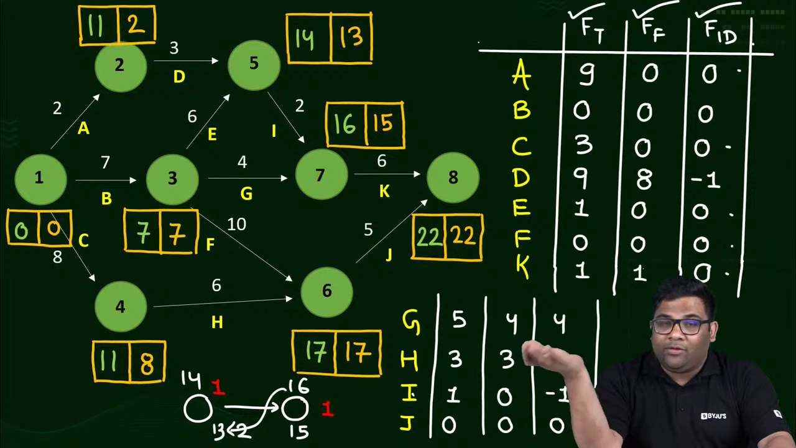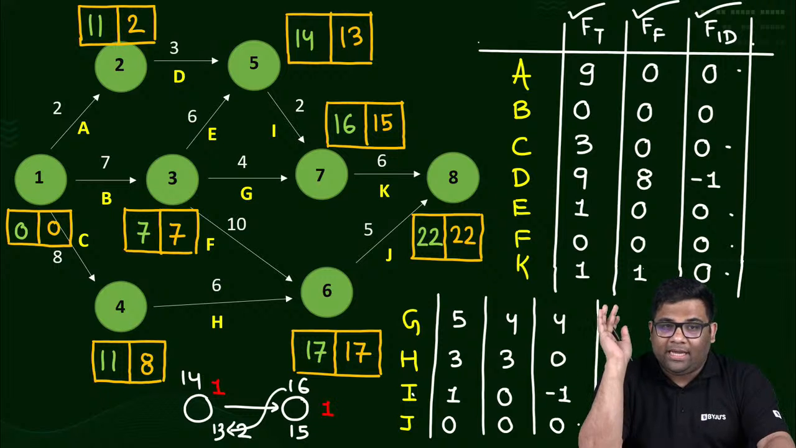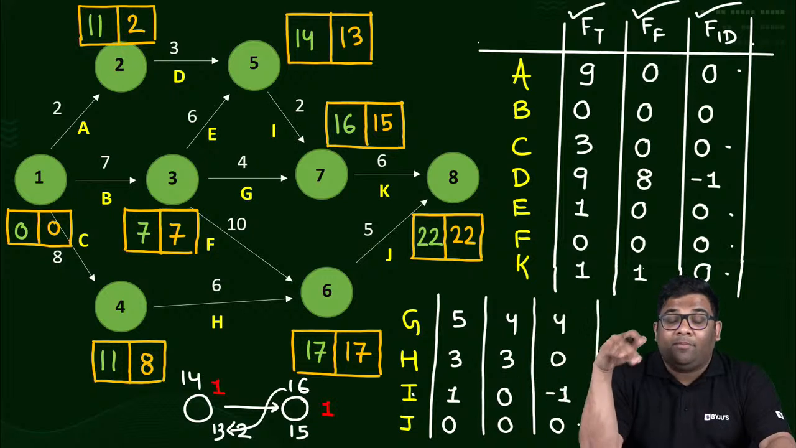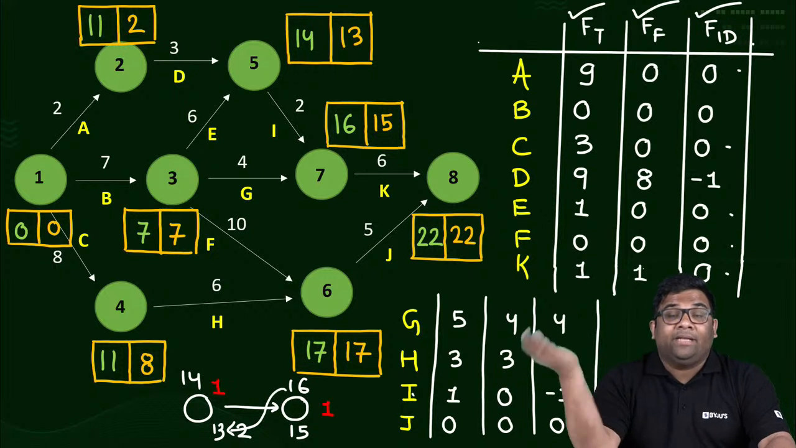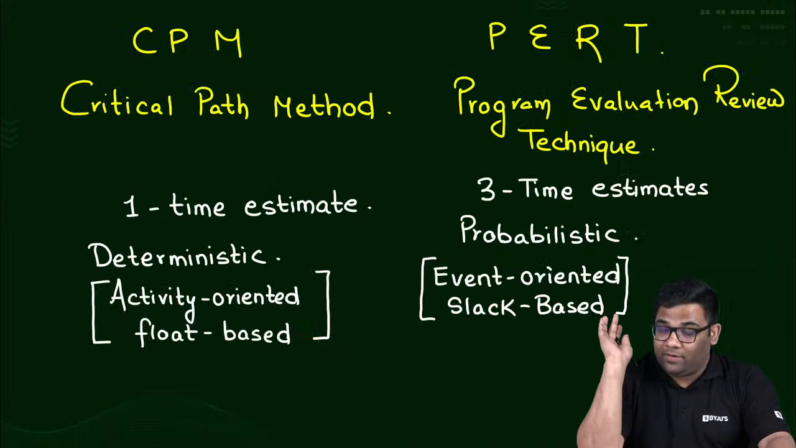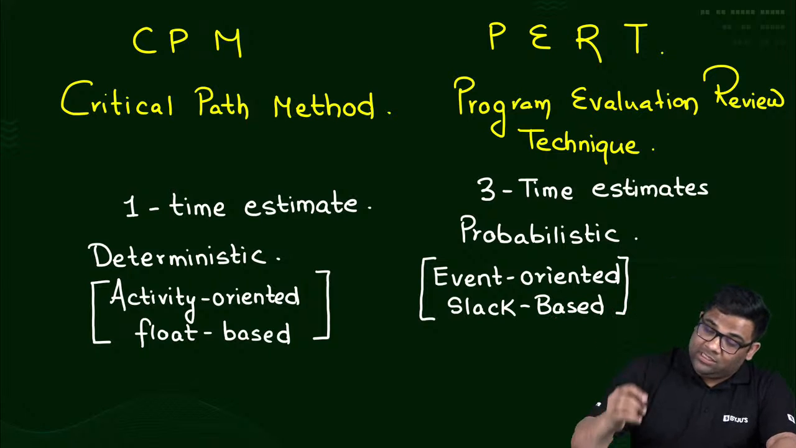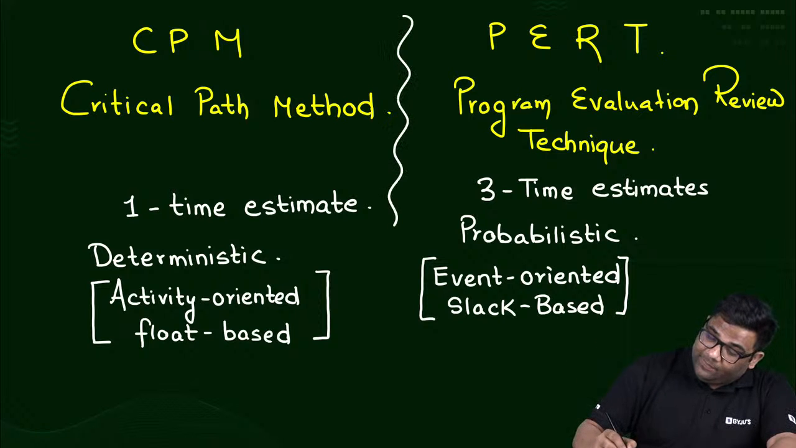By pre-float you are using the slack values, but that's a different thing. The three floats, whether total float, free float or independent float, belong to the activity. Very good. So these are the theoretical questions which they can ask you in the examination.